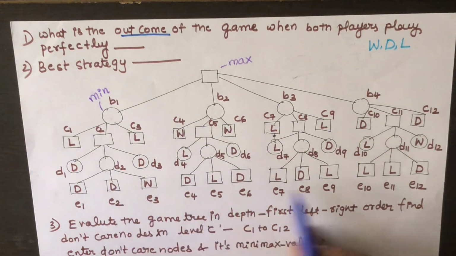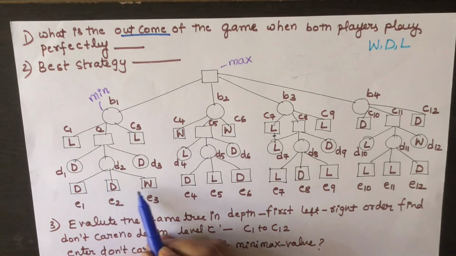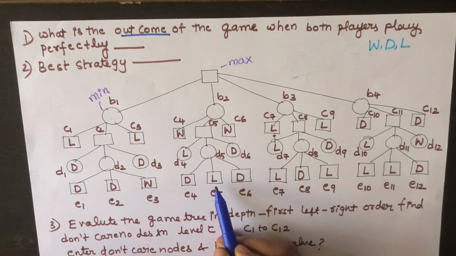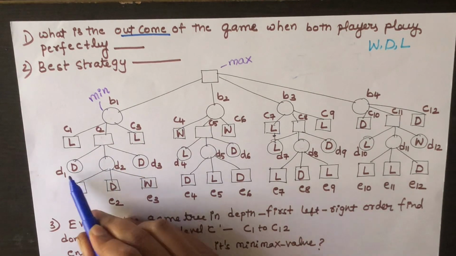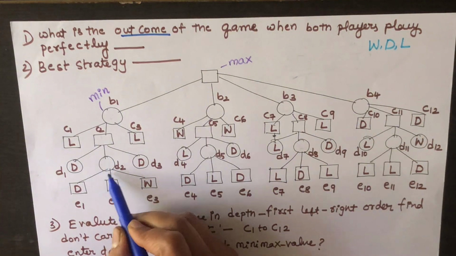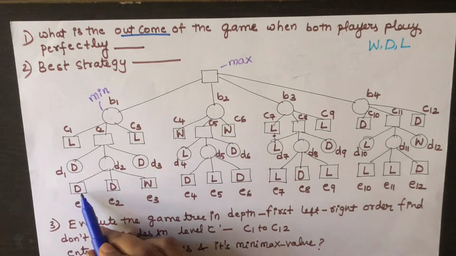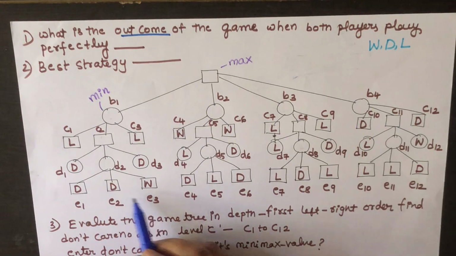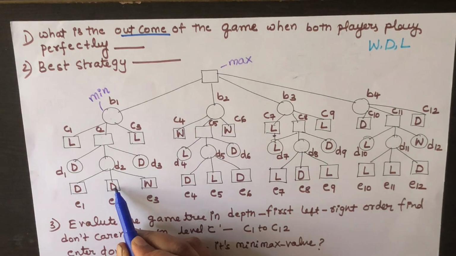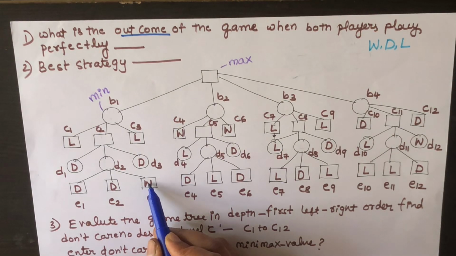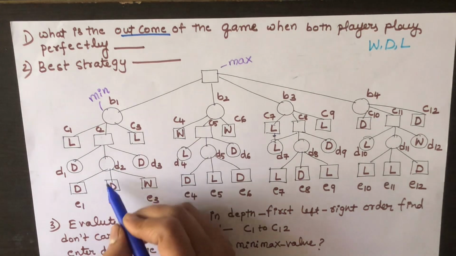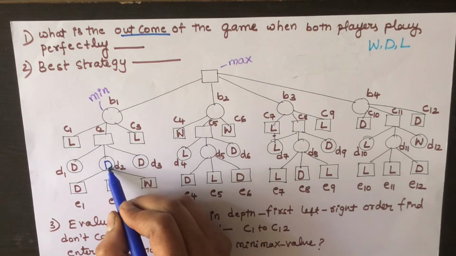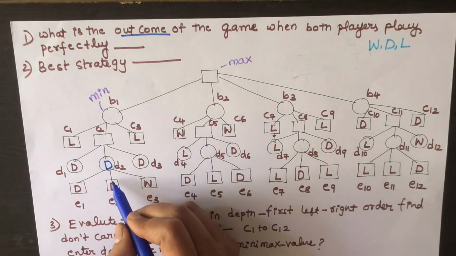First solve from the values: D for draw, W for win, L for lose. From this node, this is D1, D2. D2 is a minimum node. It selects the minimum value from its children. These children are E1, E2, E3. Draw is the minimum compared to win. Win is the maximum value. So the minimum value it can select is E1 or E2, so it is D. That is a minimum node, it selects the minimum value.